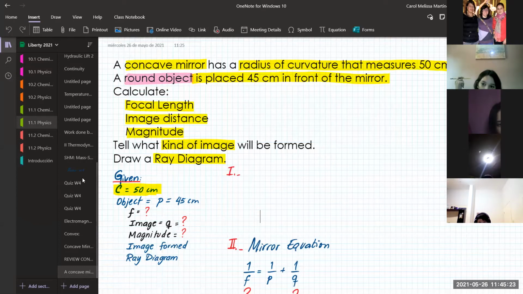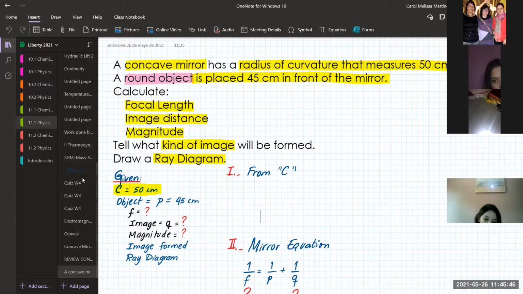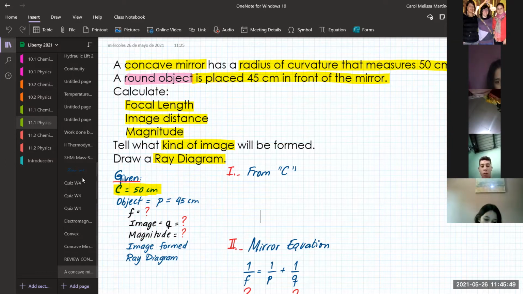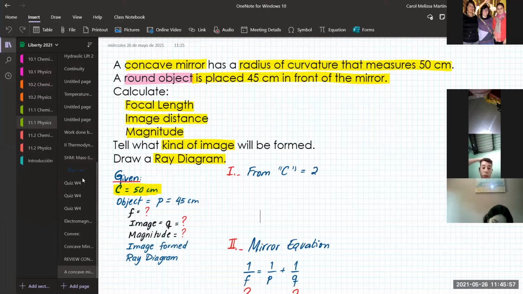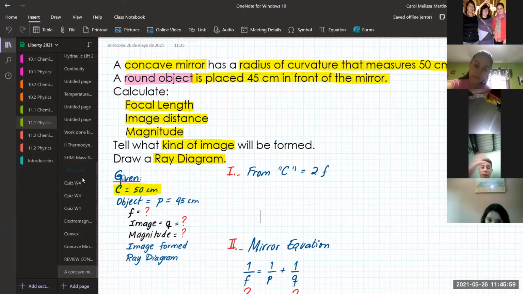According to the presentation that I gave you the other day, what data can I get from the radius of curvature? From C, what can I obtain? The presentation says that C is also defined as twice the focal length. So if you know C, you know the focal length.